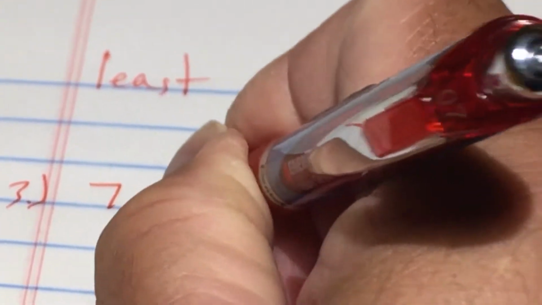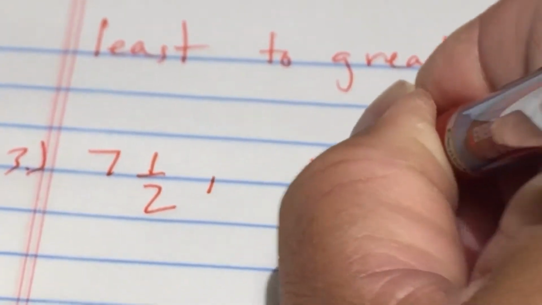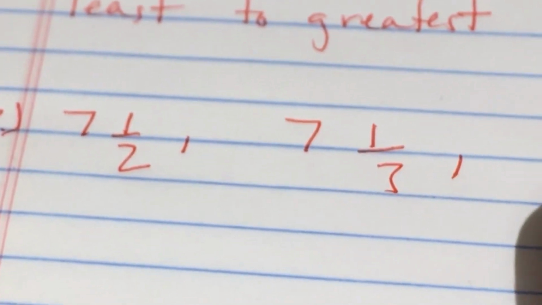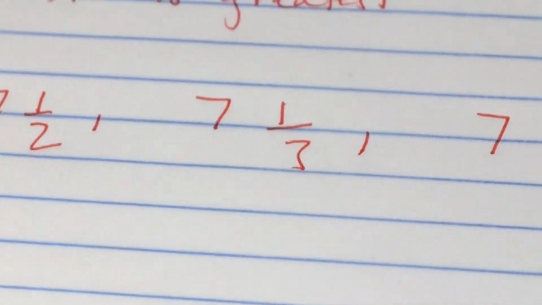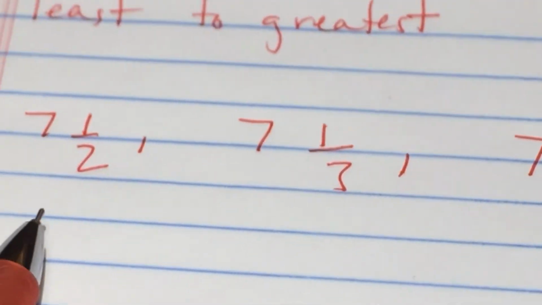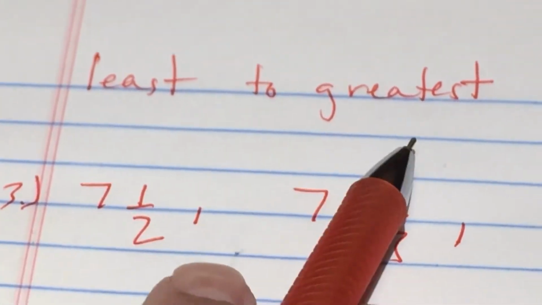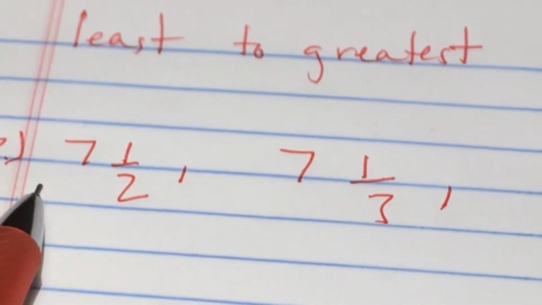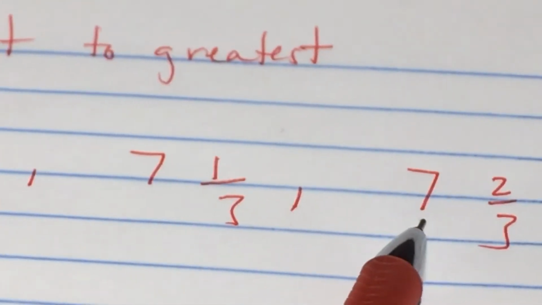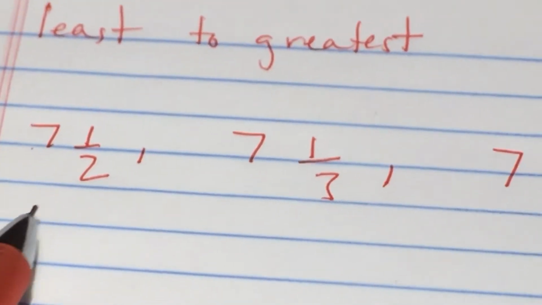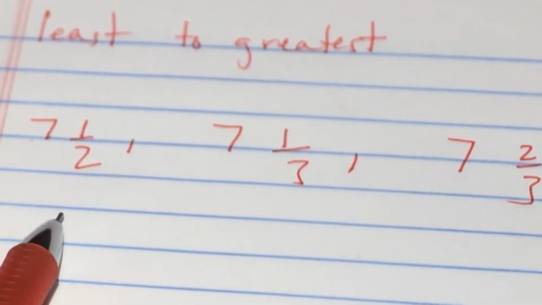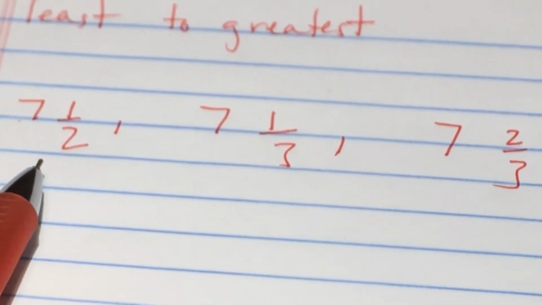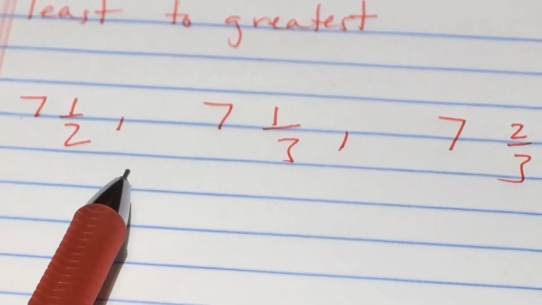It's going to be 7 1/2, 7 1/3, and then 7 2/3. So these three fractions, I have to put them in order from least to greatest. The first thing you have to do is look at the whole number. They all have sevens. So what we have to do next is look at the fraction, the 1/2, 1/3, and 2/3. So in order to compare the fractions, I am going to make them all like fractions.